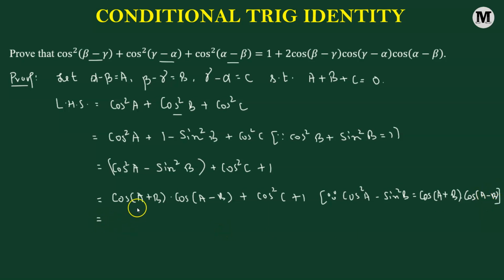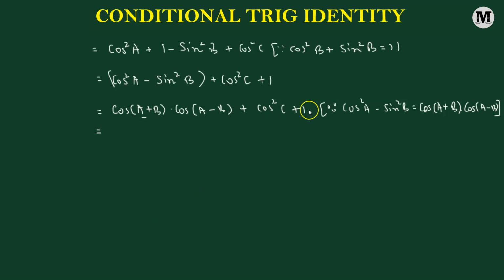Next, we are going to change this A plus B. Cosine of A plus B can be changed by taking the help of A plus B plus C equals 0. We have already established that A plus B plus C equals 0, so A plus B is going to equal negative C. If we take cosine on both sides, we get cosine of A plus B equals cosine of negative C.